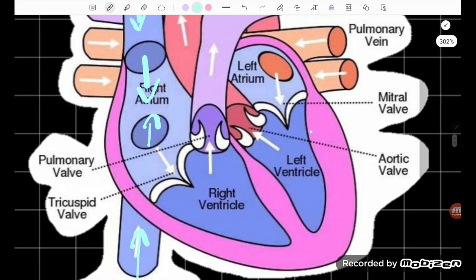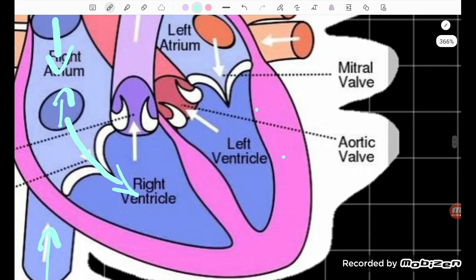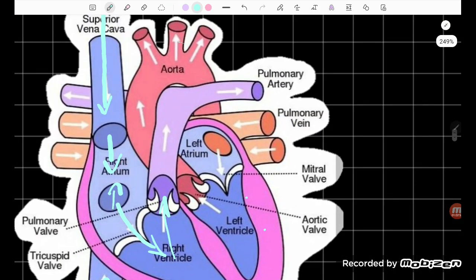From the right atrium, when the right atrium contracts, it is pushed into the right ventricle, and when the right atrium contracts, the right ventricle is relaxed. From the right ventricle it goes through the pulmonary valve. It goes to the lungs by the pulmonary artery.